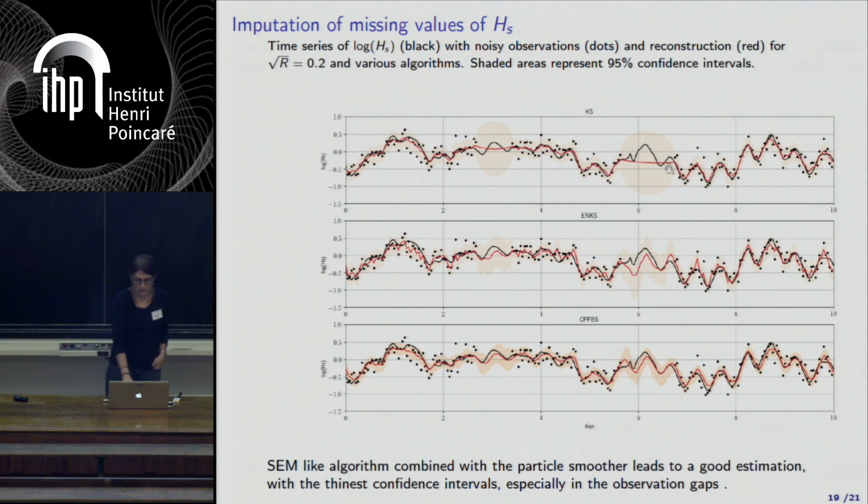Okay, and in Kalman, there are no covariates. That's why we are not able to retrieve the effect of the tide here. It is retrieved in ENKS and CPFBS. Okay, and with the particle filter and update of the catalog, we see that the time series, the red time series, is a little bit smoother and with thinner confidence intervals.